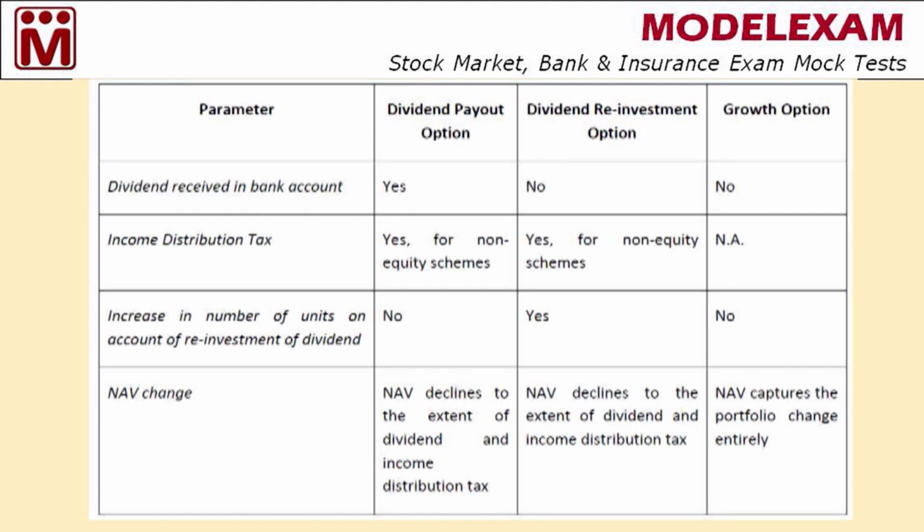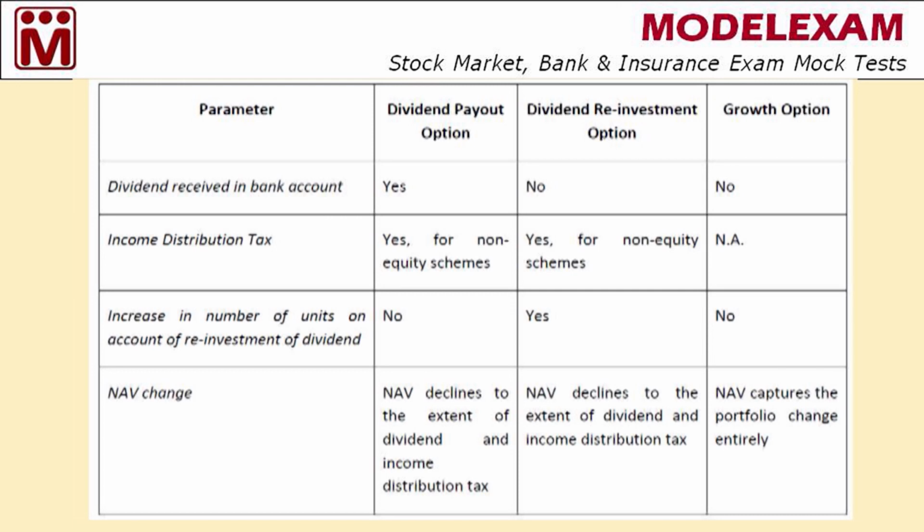And how about the NAV? NAV reduces to the extent of dividend declared after the dividend payout date or record date. And what is growth option? We will see growth option with an example. Then you will understand the difference between these three.